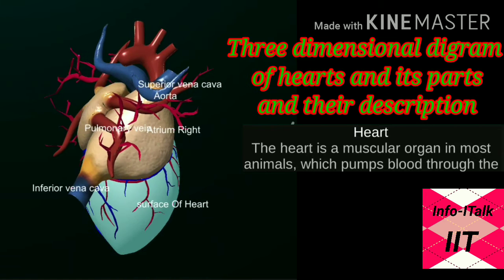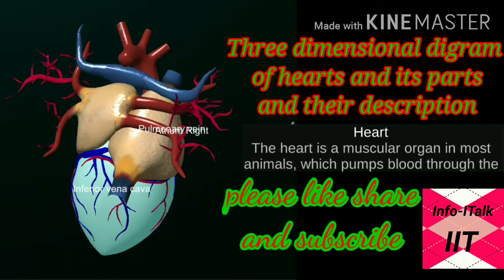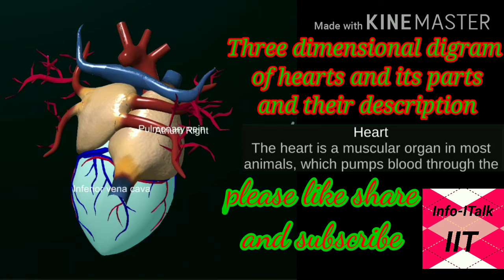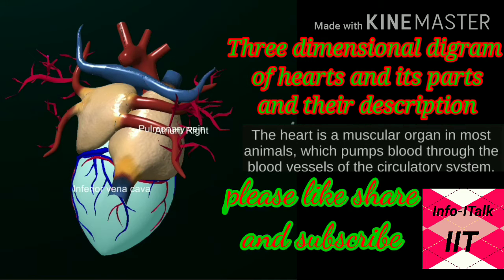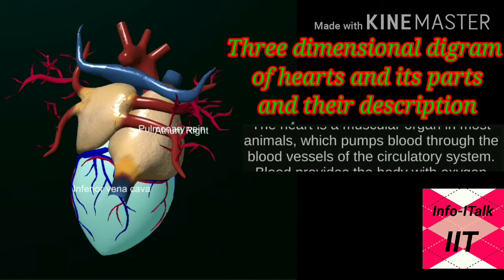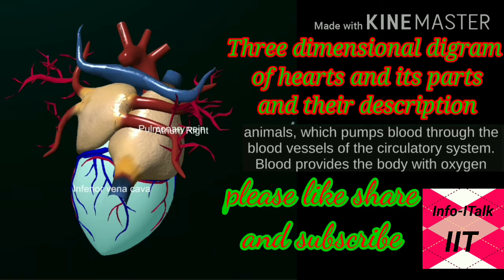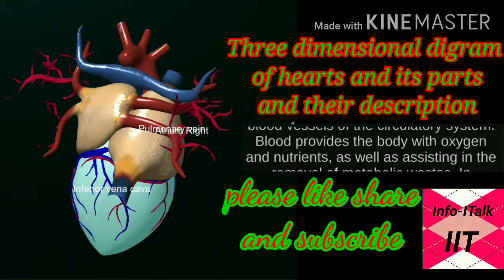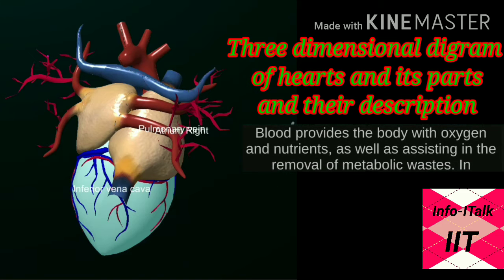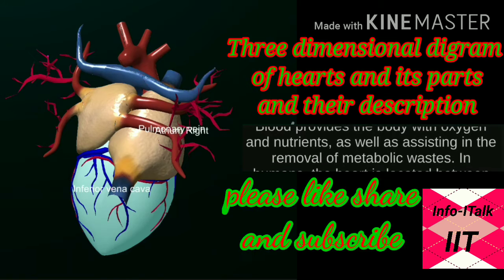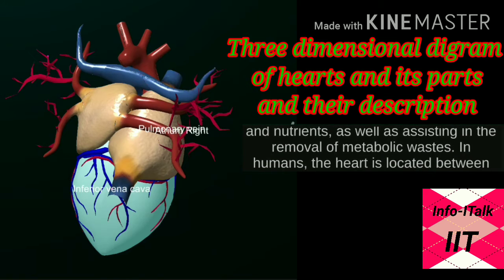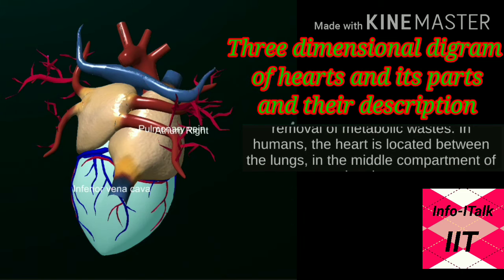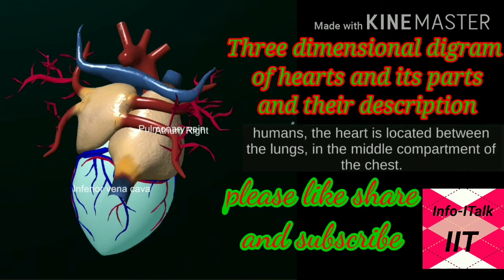The heart is a muscular organ in most animals which pumps blood through the blood vessels of the circulatory system. Blood provides the body with oxygen and nutrients as well as assisting in the removal of metabolic wastes. In humans, the heart is located between the lungs in the middle compartment of the chest.